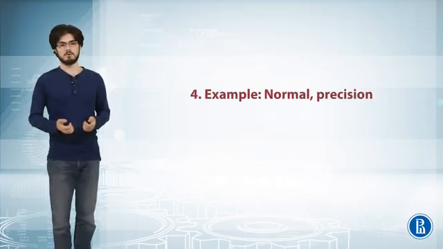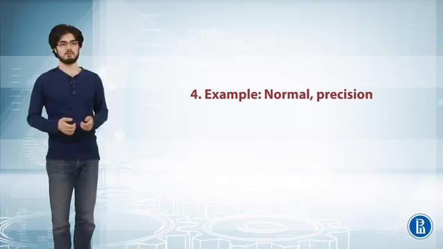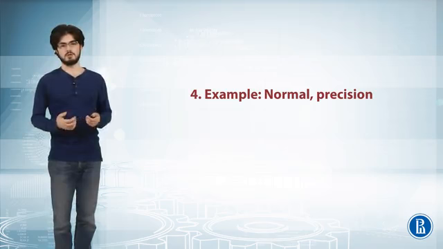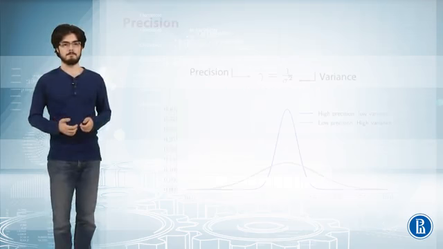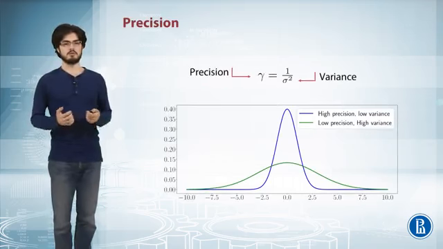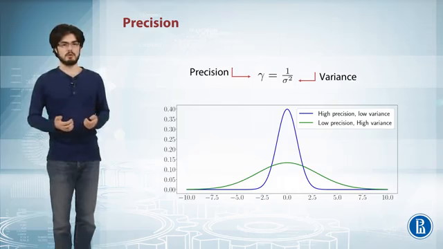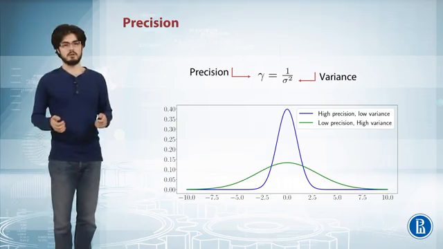The gamma distribution is actually conjugate to the normal with respect to the precision. I haven't defined precision yet, so let's do it now. The precision is the inverse of the variance. For example, here the blue curve has high precision, that is, you can easily predict where the samples would be. However, it has low variance, and the green line would have high variance and low precision.